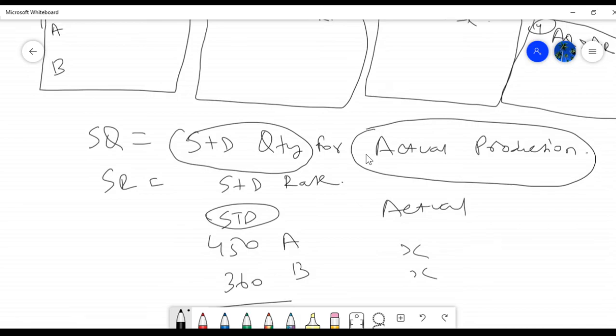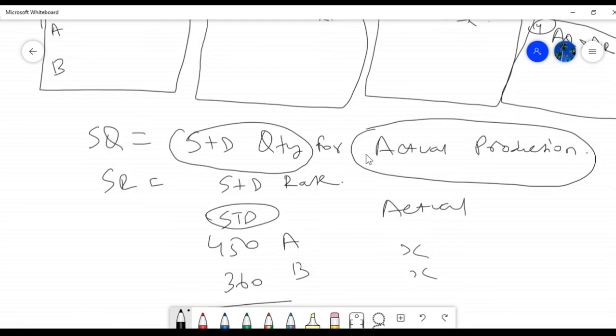720 is given, 760 is given. So we have to identify the standard quantity for actual production. My actual production is 760. For this, what is the standard quantity? Okay, that we have to identify. How to identify that? We have to identify it by the standard data.